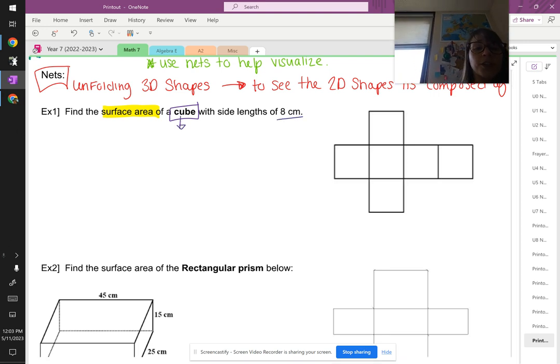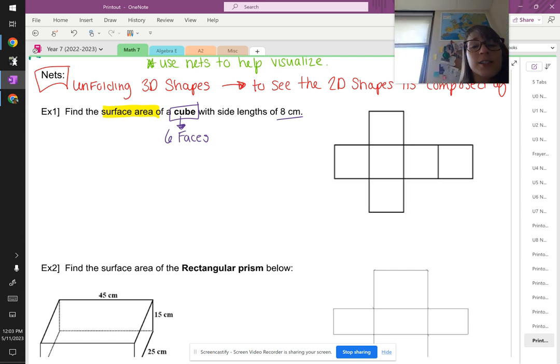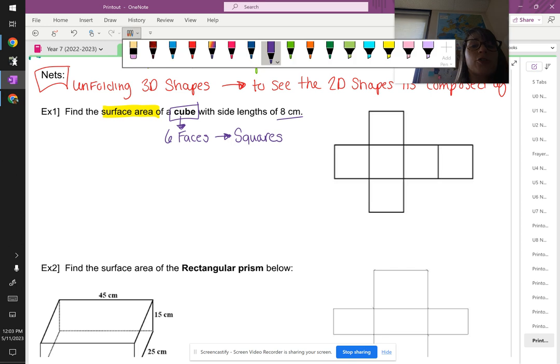So first thing you need to figure out is how many faces. It's asking for surface area. How many faces does a cube have? A cube has 6 faces, corresponding with the number of sides on a number cube from Unit 8 with probability. 6 faces, and we know that each of those faces are squares. Hint, hint, nudge, nudge. I'm pretty sure that was a review sheet question.